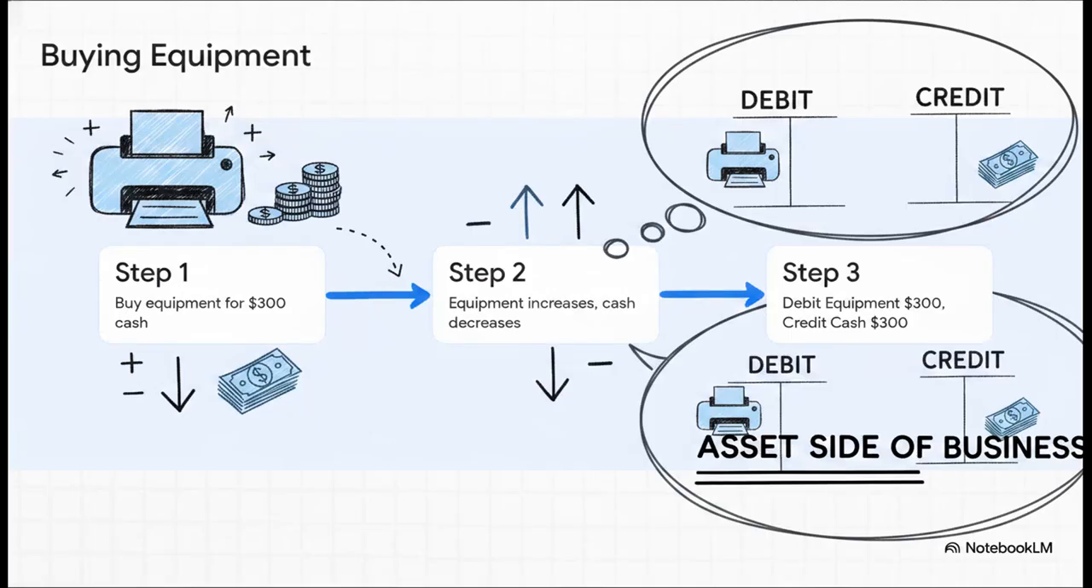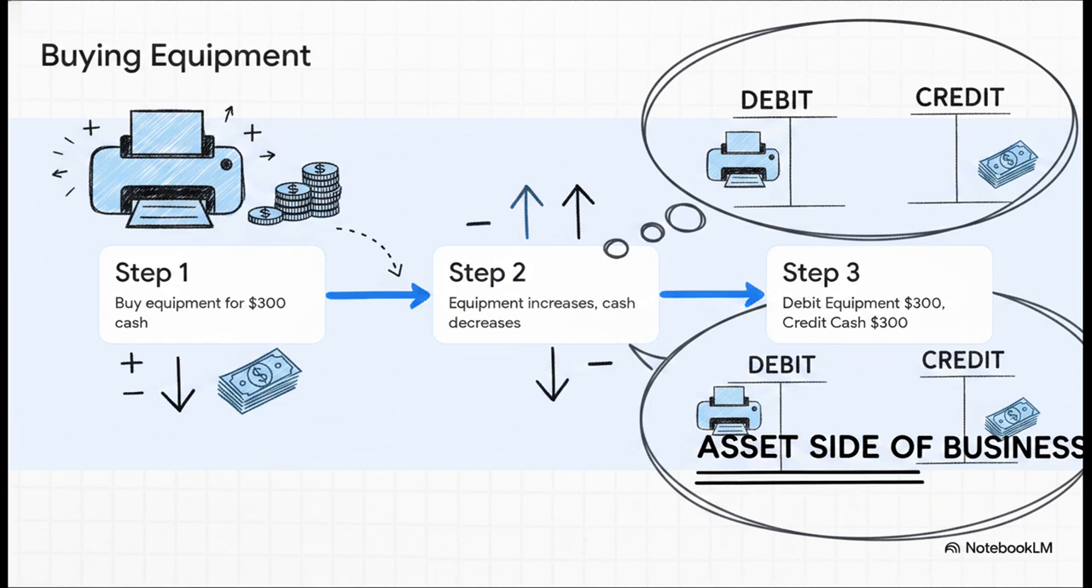Now let's challenge ourselves with a second transaction. Your design agency is up and running, but you desperately need a high-end printer. So you go out and buy $300 worth of office equipment, paying for it using the cash your business already has. Let's look at the effects in step 1. Your equipment, which is an asset, increases by $300, but your cash, also an asset, decreases by $300. For step 2, the entry, we debit equipment for $300 to show the asset increase, and credit cash for $300 to show the asset decrease.